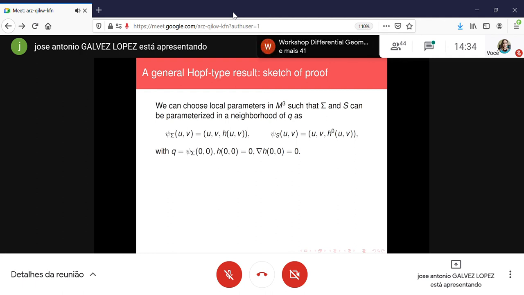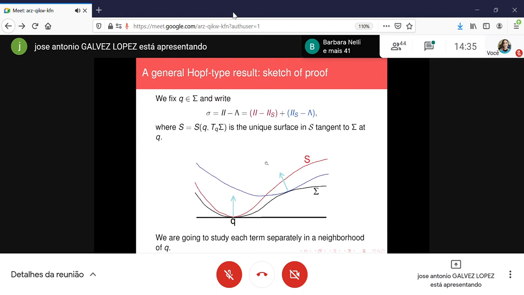Okay, as in the previous picture, we can choose local parameters in the three-manifold M such that the immersed sphere sigma and the tangent surface in the transitive family at Q can be parametrized in a neighborhood of the point Q in this way, such that the origin corresponds to the point Q and the gradient at the origin vanishes. This is the example. The point Q in local coordinates will be the origin, and the tangent plane is horizontal at this point.